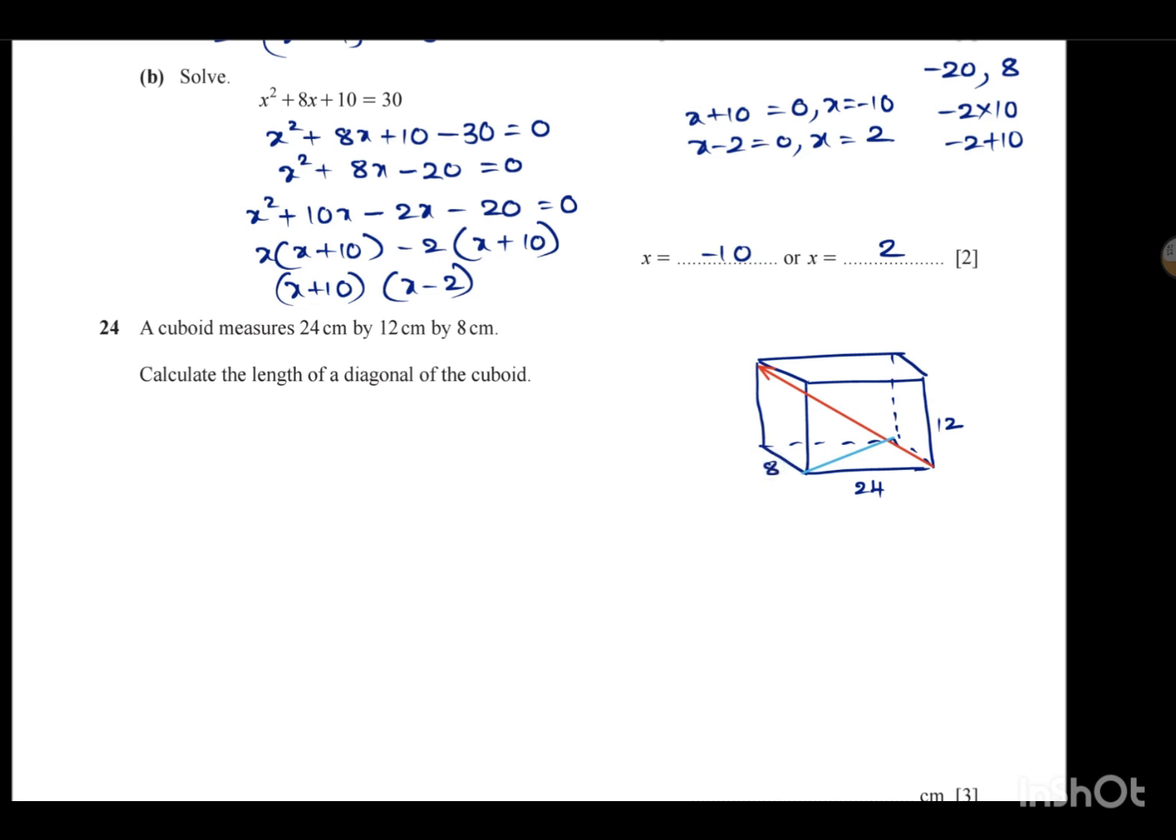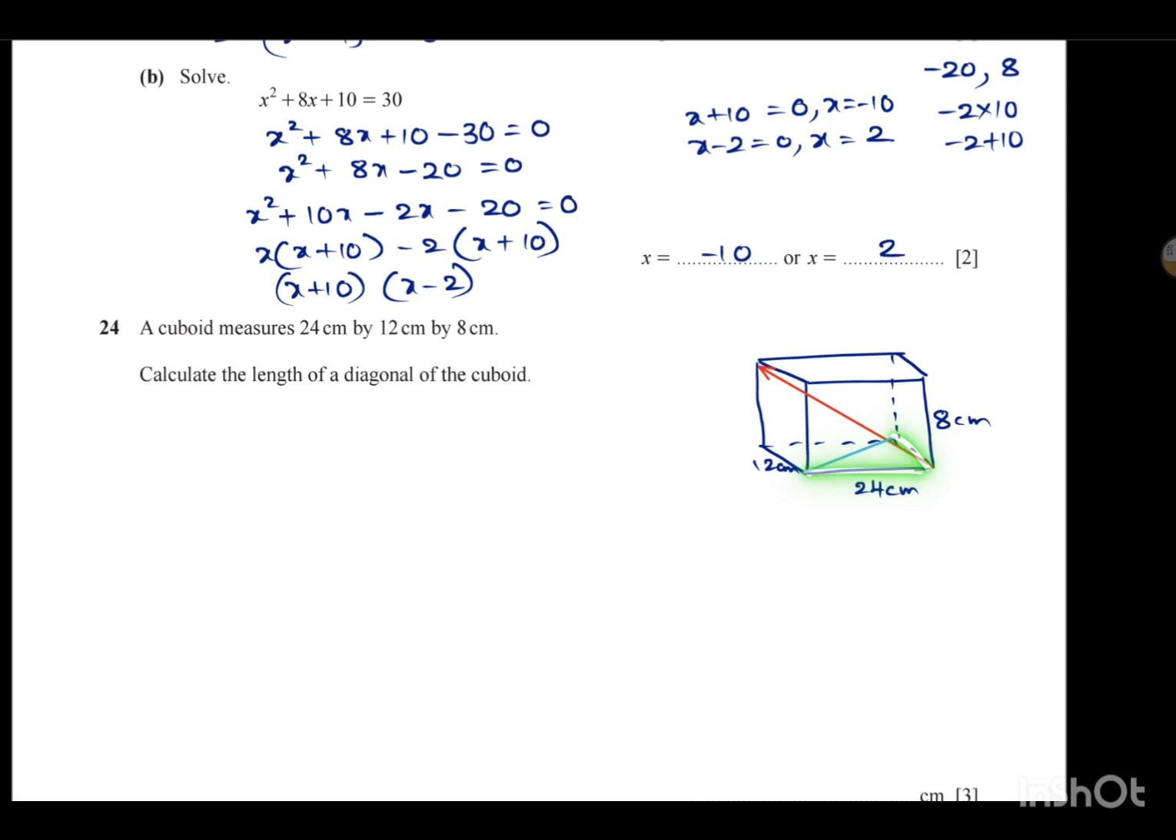Anything you can take, because you can take this as 8 and this as 12 also, no problem. Okay, let me change it. Height, let me make this height as 8 and this as 12 centimeters, all are centimeters. Okay, so for this blue line, which is the diagonal of the base, this is 24 and this is 12.